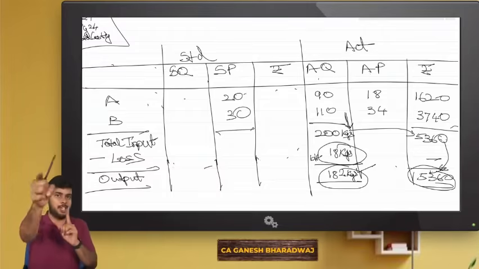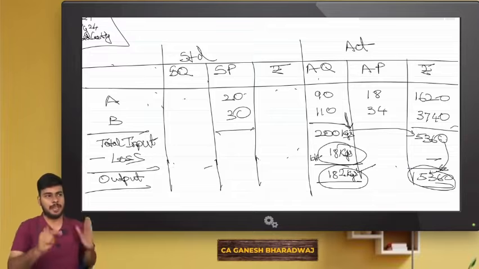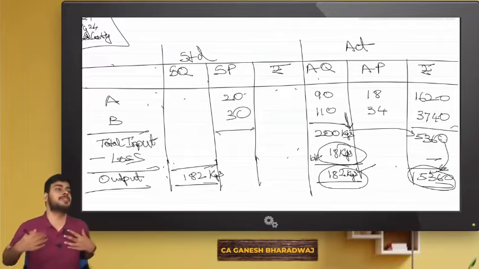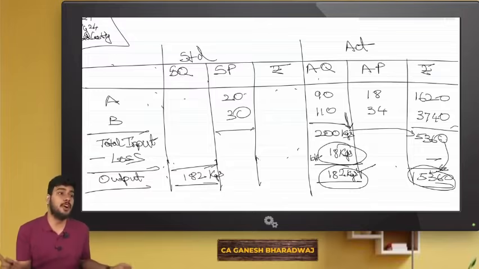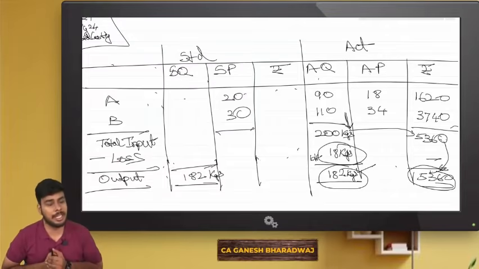For the actual output, how many kgs of A and B should I have inputted? Correct or not? So can I say the starting point should be this? For me to actually achieve the output of 182 kgs, what should have been my input is what I'm trying to find out. Correct or not?